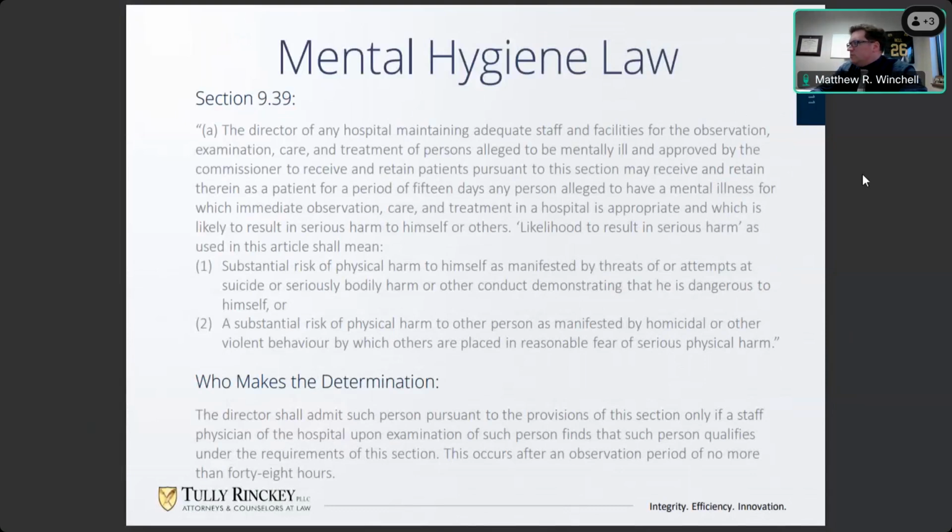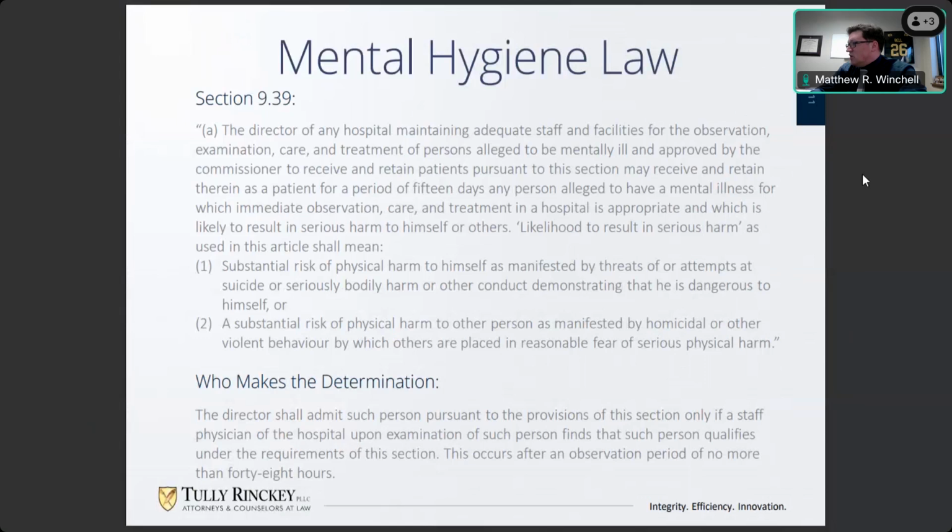So basically what the mental health law says is that the director of any hospital maintaining adequate staff and facilities for the observation, examination, care, and treatment of persons alleged to be mentally ill and approved by the commissioner to receive and retain patients pursuant to this section may receive and retain therein as a patient for a period of 15 days any person alleged to have a mental illness for which immediate observation, care, and treatment in a hospital is appropriate and which is likely to result in serious harm to himself or others.